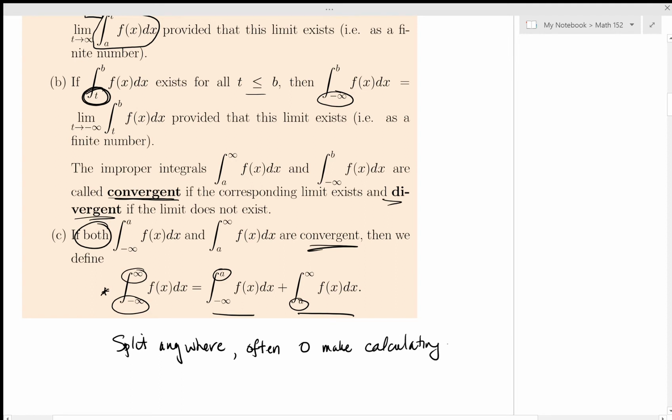I find it really easy to multiply by 0. I find it easy to add 0. So I often pick 0.